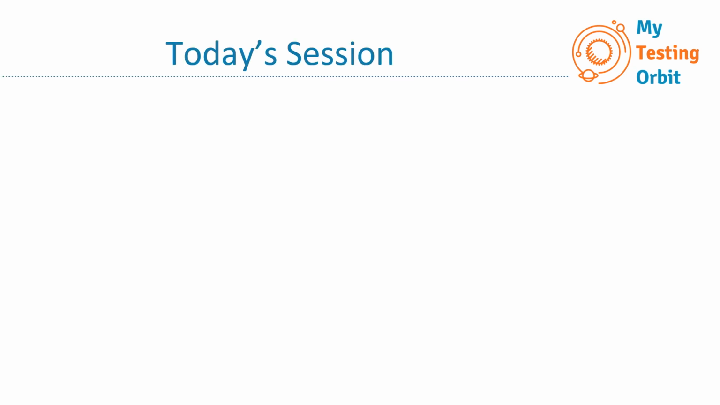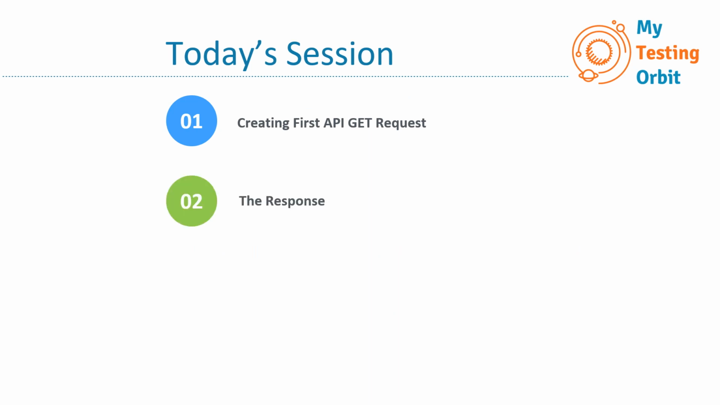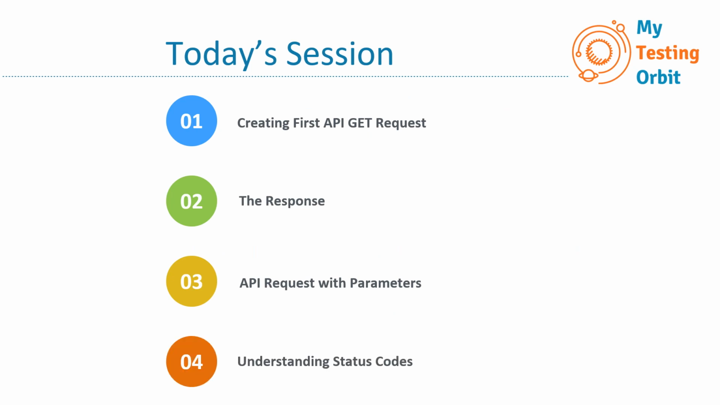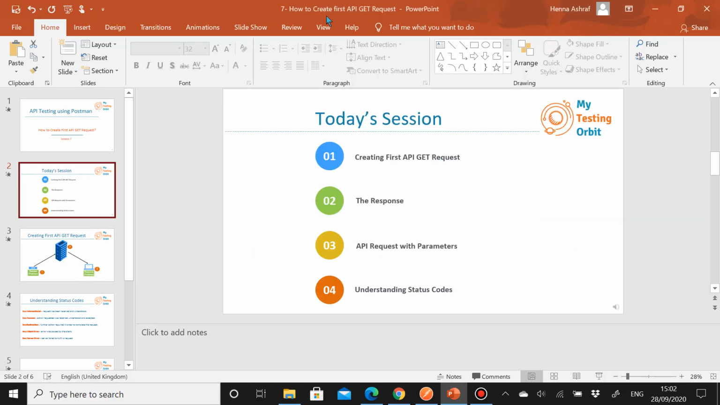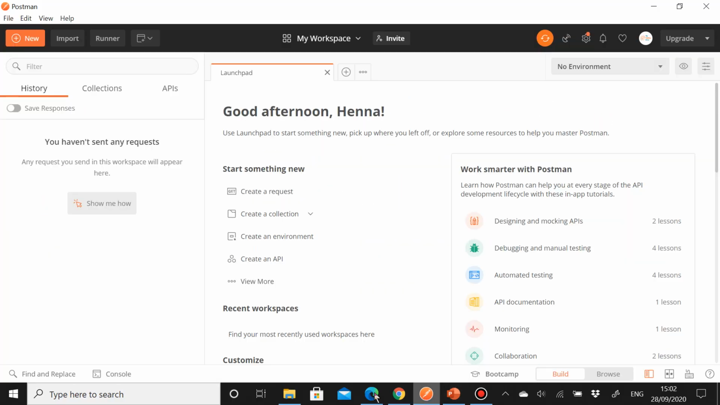In today's video, we will create our first API GET request. We will then understand the response which we have received back from the server. Then we will create another API request for GET method using parameters, and we will also understand the status codes. So without further ado, let's go back to our Postman interface.